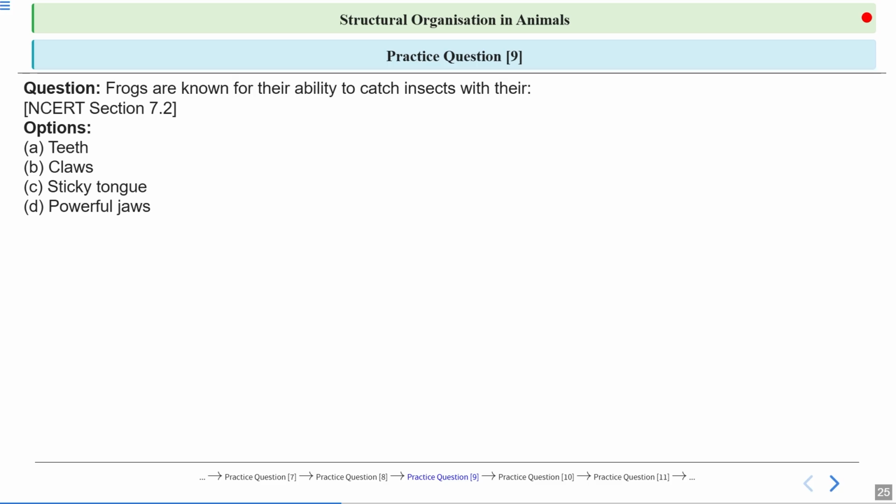Frogs are known for their ability to catch insects with their. This question is coming from NCERT section 7.2. A, teeth; B, claws; C, sticky tongue; D, powerful jaws. Let us see the answer.